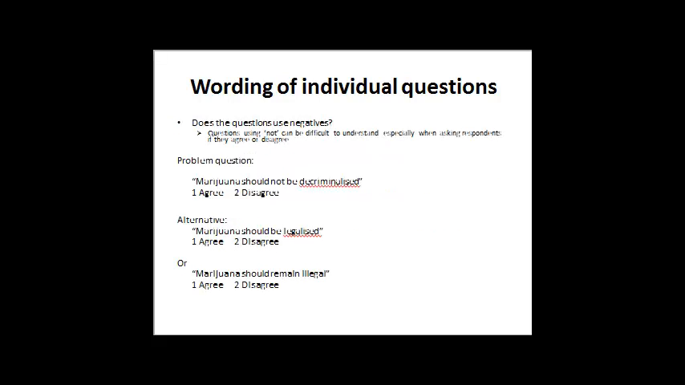Next, does the question use negatives? For instance, questions using not can be difficult to understand, especially when asking respondents if they agree or disagree. For example, marijuana should not be decriminalized. Agree, disagree. Instead, it would be better to remove the not and say marijuana should be legalized or marijuana should remain illegal.